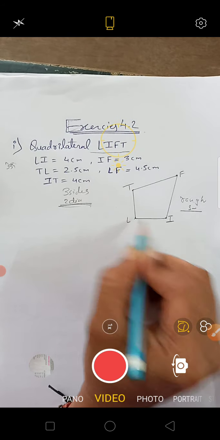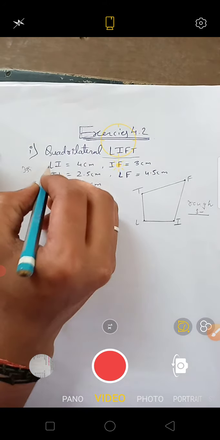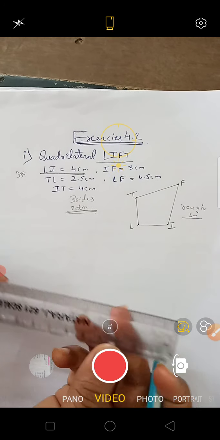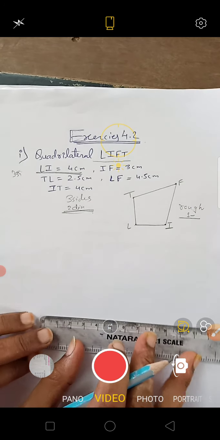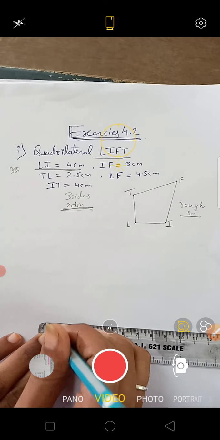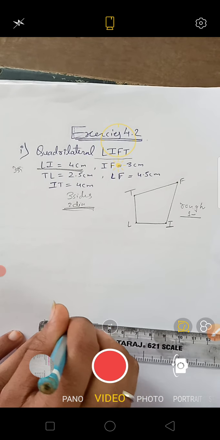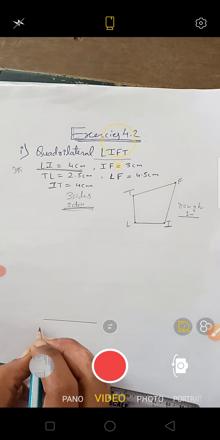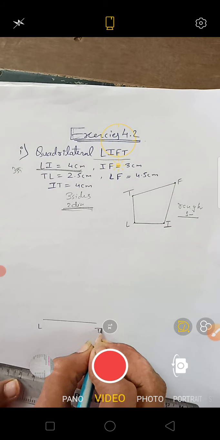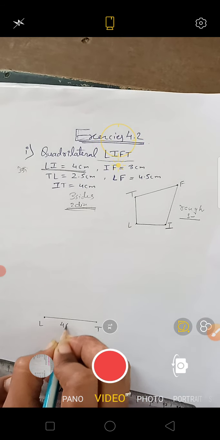First we use the basic side LI. The given measurement of LI is 4 centimeter. So we plot by using a ruler the 4 centimeter side, from 0 to 4, and we draw the line segment LI. We write the measurement, 4 centimeter.